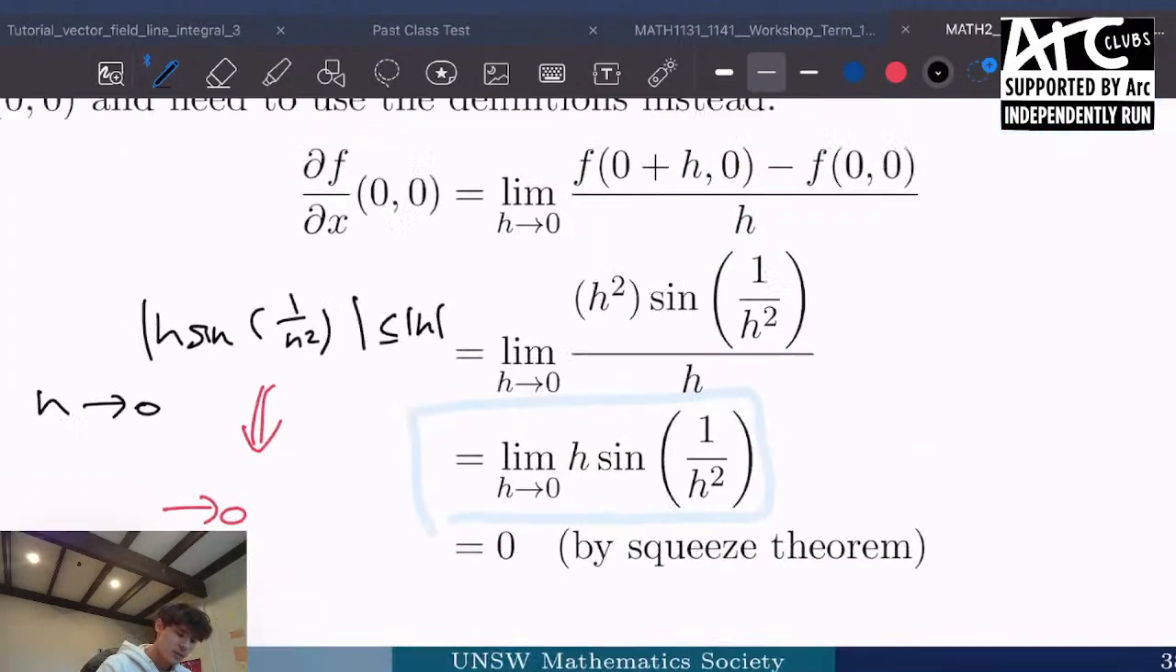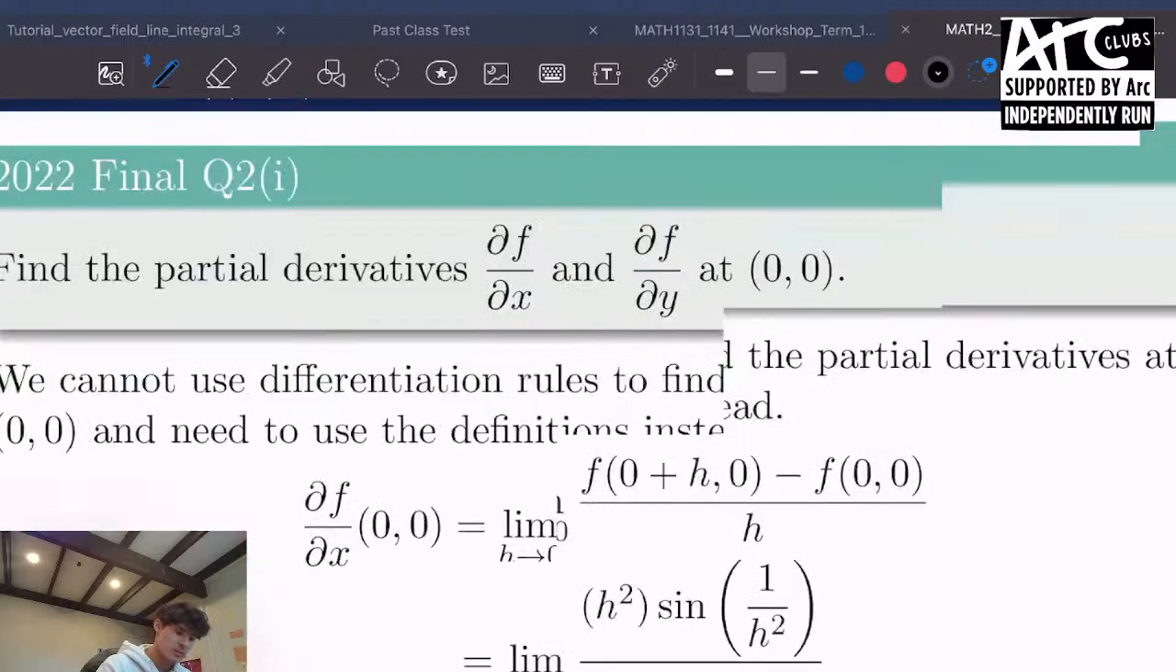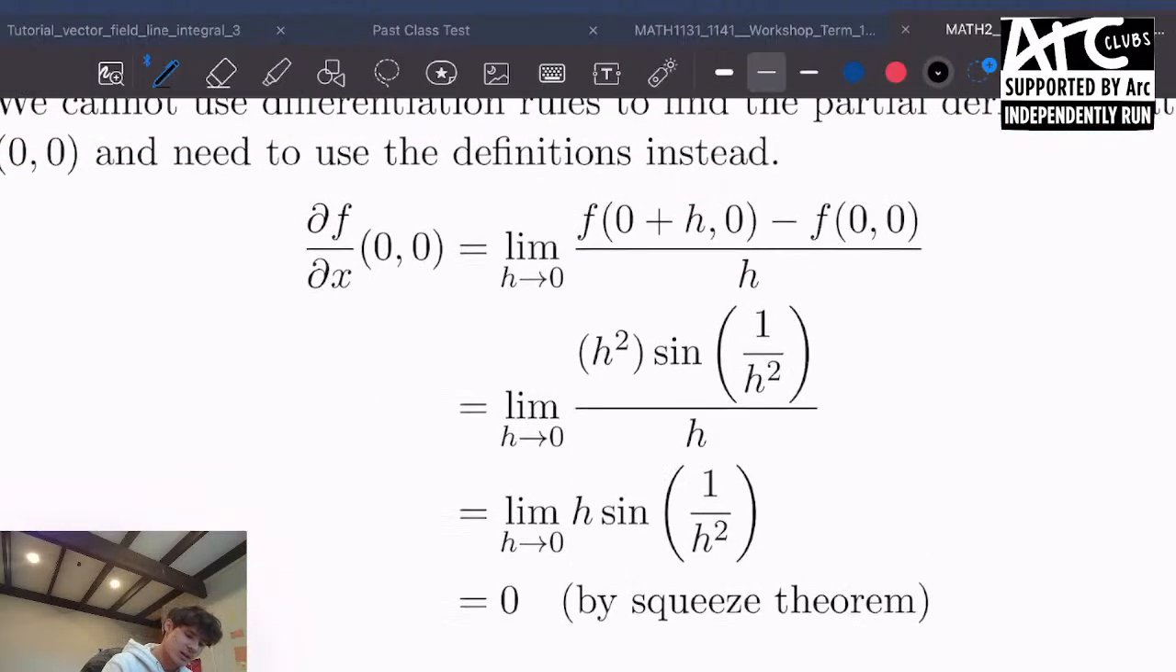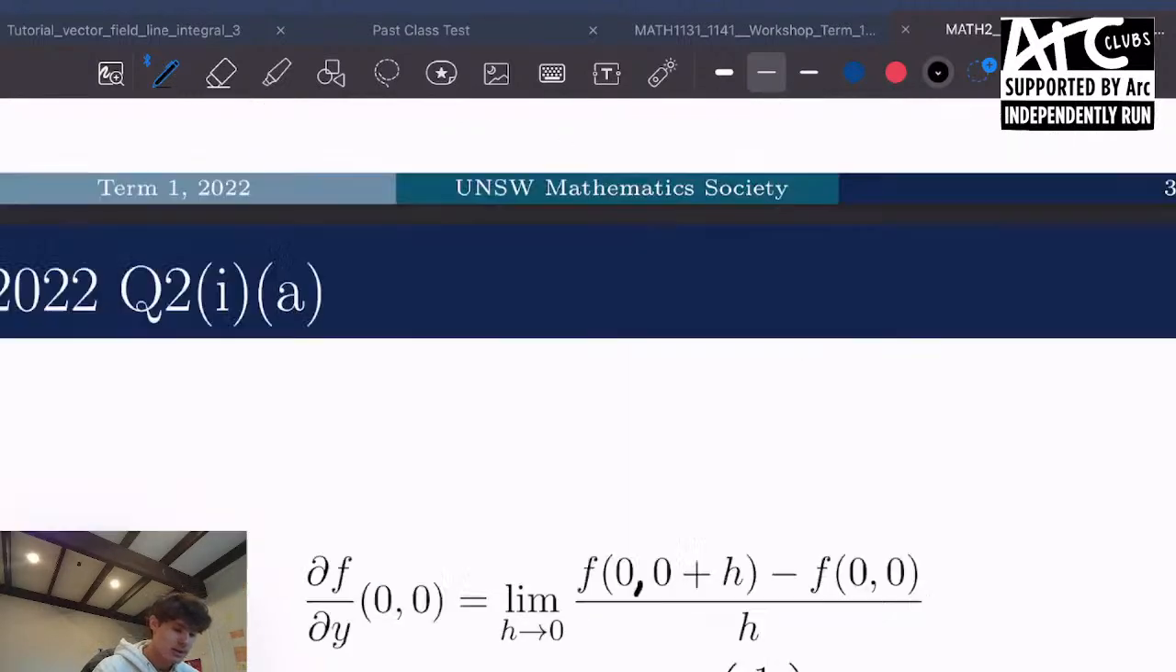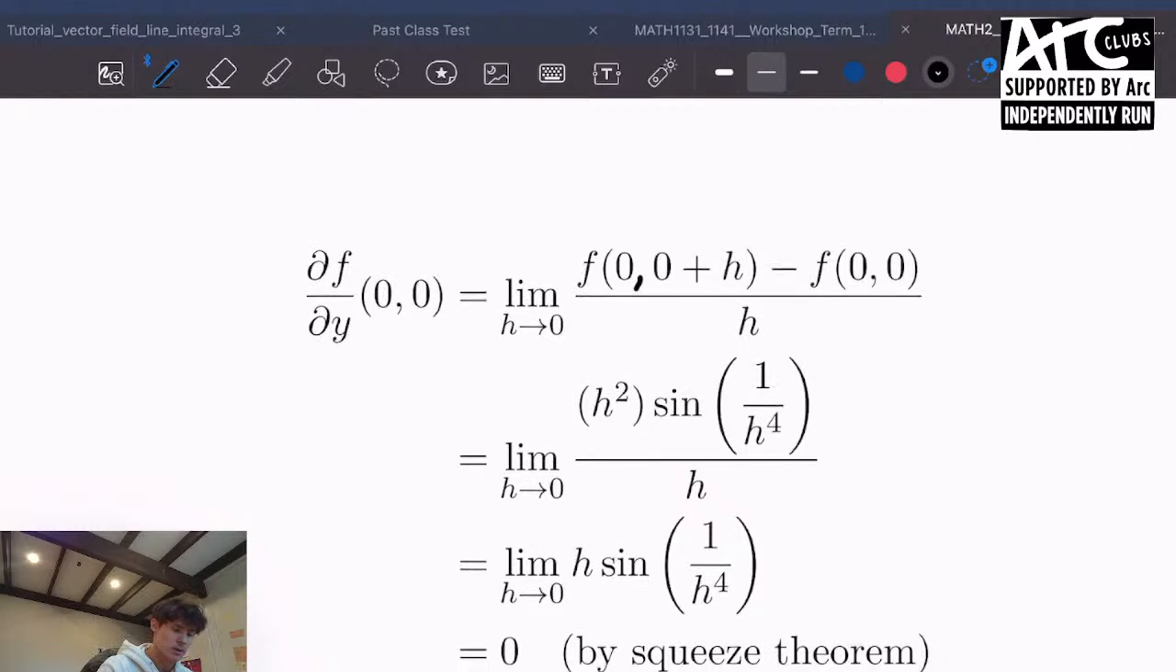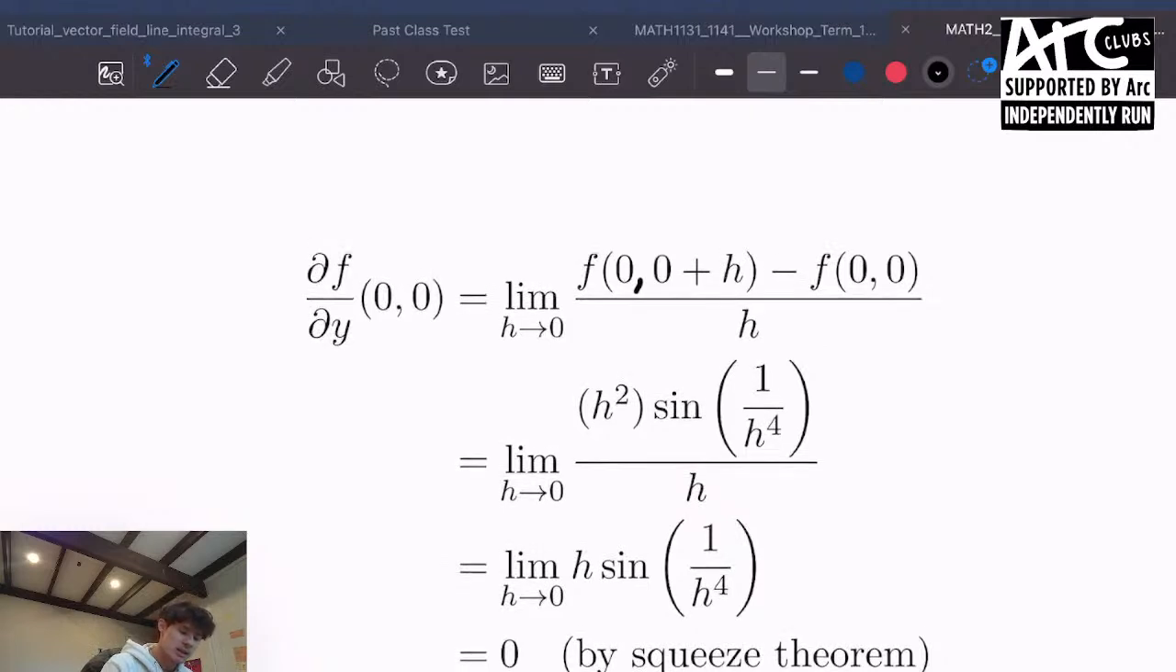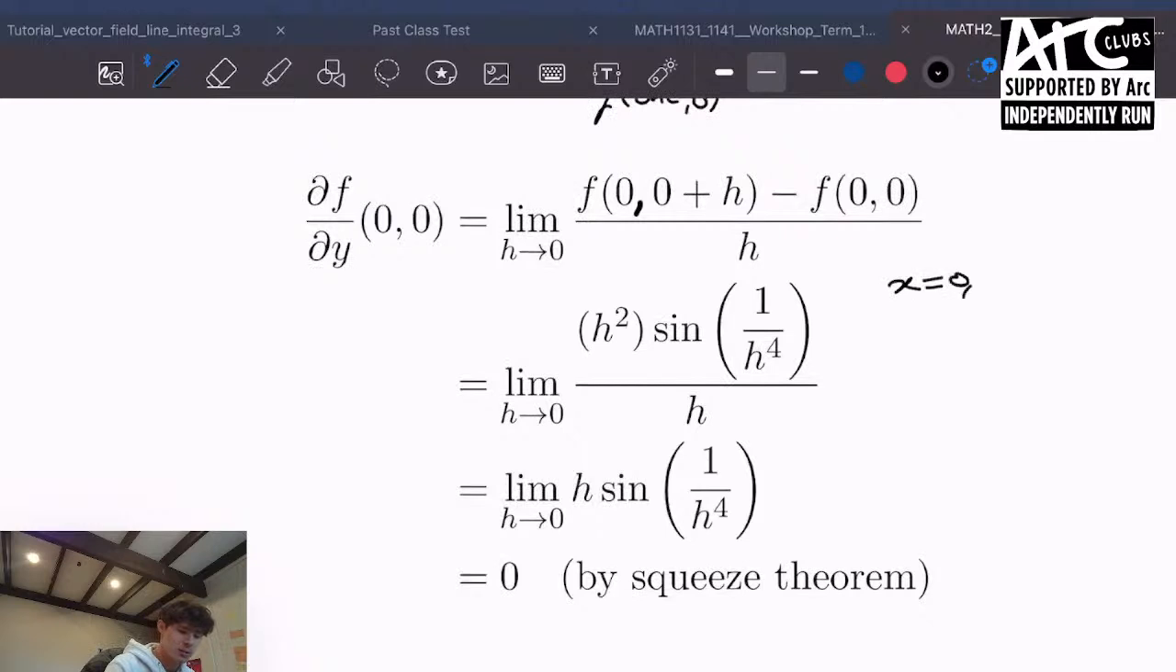Now, we've then found df/dx at the point (0, 0), and we showed that that's just equal to 0. What about df/dy? Well, we can do a very similar process. You can see that instead of doing f of (0 plus h, 0), we're going to be doing f of (0, 0 plus h). That means we substitute x equals 0, y equals h in, and we'll get a slightly different but very similar expression, which we can also apply the squeeze theorem result to.